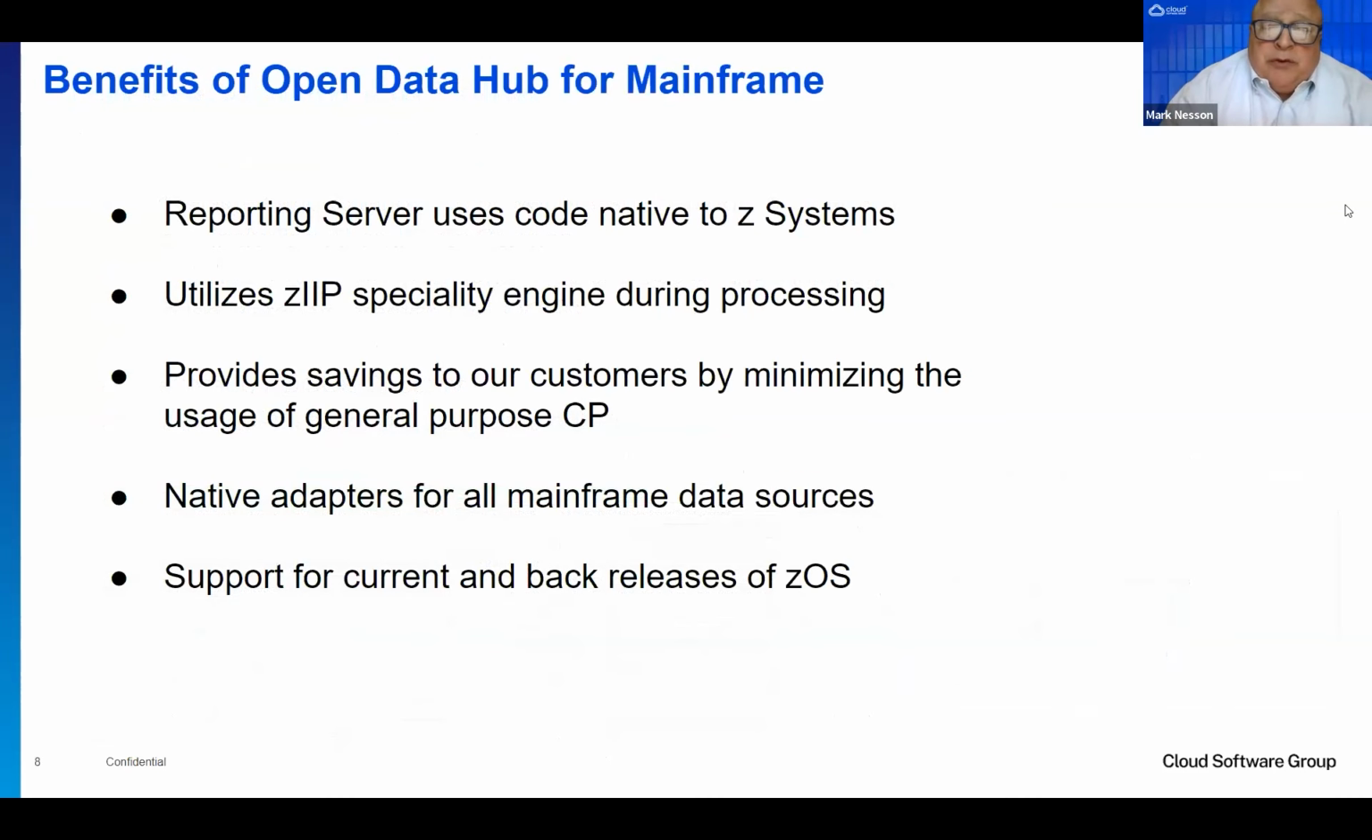Again, the reporting server uses code native to System Z or IBM Z, whatever topology you want to call it. We utilize those specialty engines that are a lot cheaper and are more valuable to all of our customers. We take a lot of the work off the general purpose CP, and we support current and back releases as the OS. So if you have a web focused server running at 9.0, again, I would recommend 9.2. You can run that in parallel. Again, just another batch job or started task.